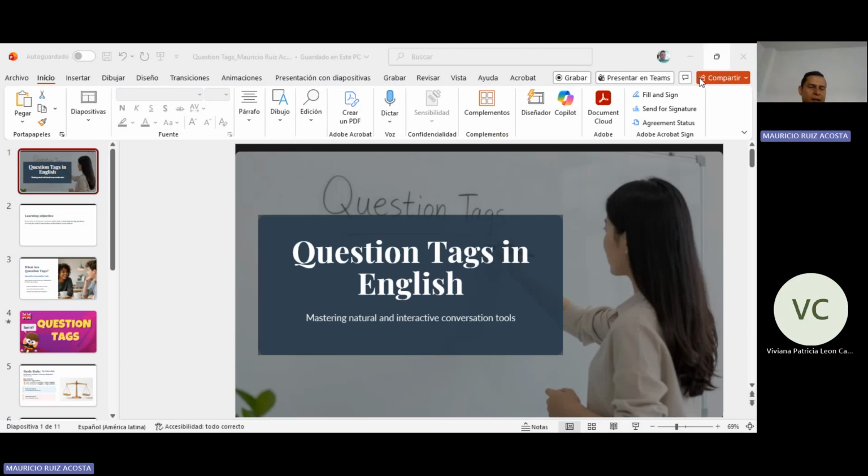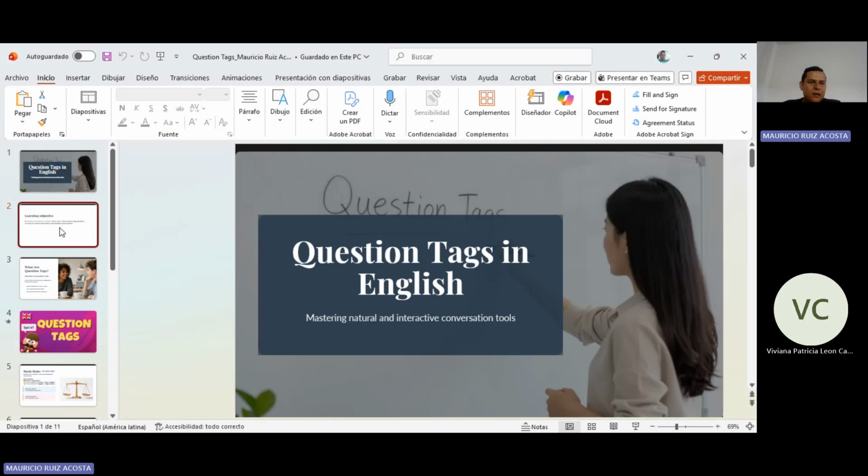And now I'm going to present the question tags and how to use this tag question in a specific way. We must already know what a modal verb is. In this way, we can use the question tags. Now let's start with the first one.